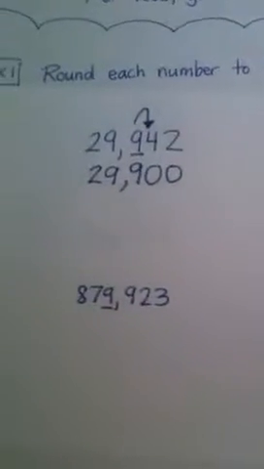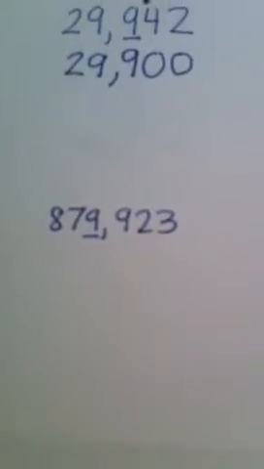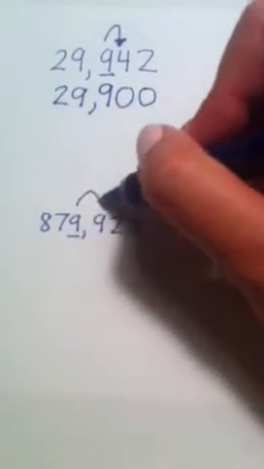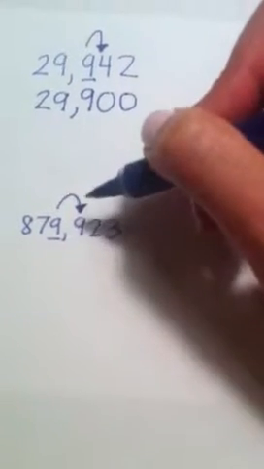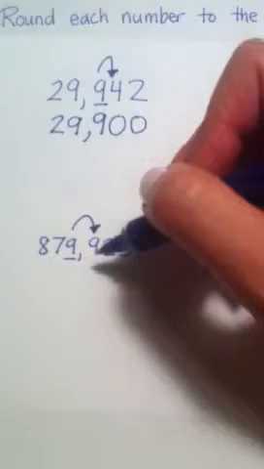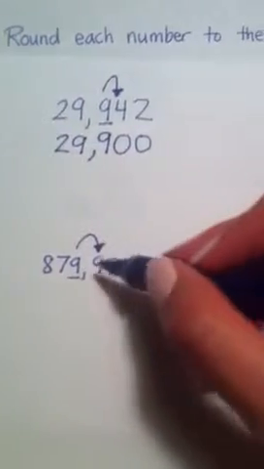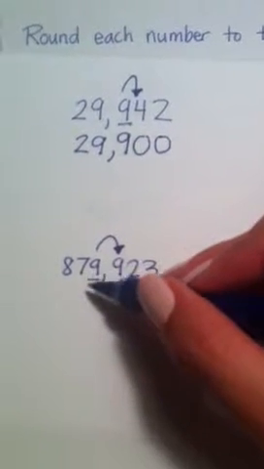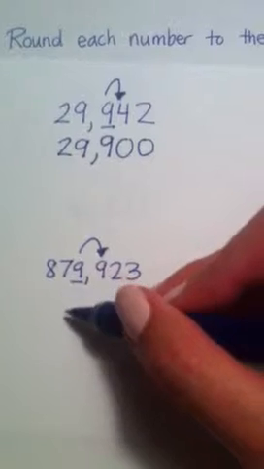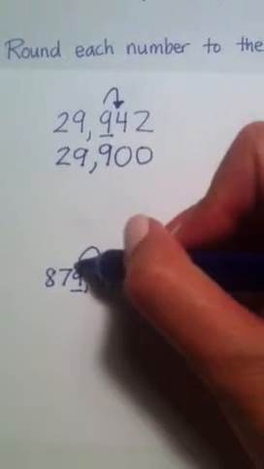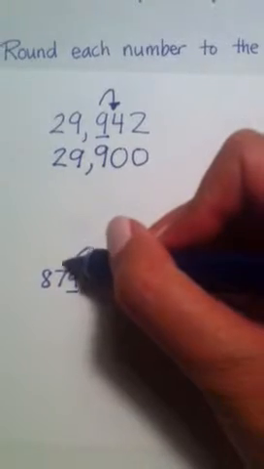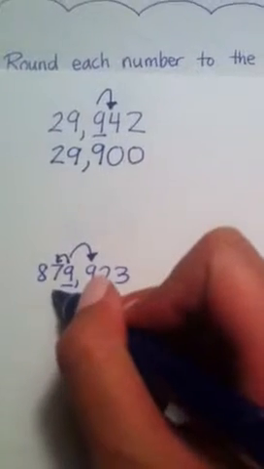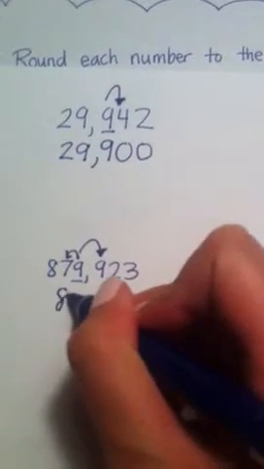Alright, the last problem here is a more difficult one, 879,923. So we're going to look next door, and once again, its next door neighbor is a 9. And 9s do have powers to change other numbers. However, when the 9 gives its power over to the other 9, it changes to a 10. But that's going to look really weird if we just write a 10 here. So what we're going to do is we're going to give this 9's power over to its next door neighbor, the 7. And the 7 is going to take that and change to an 8.